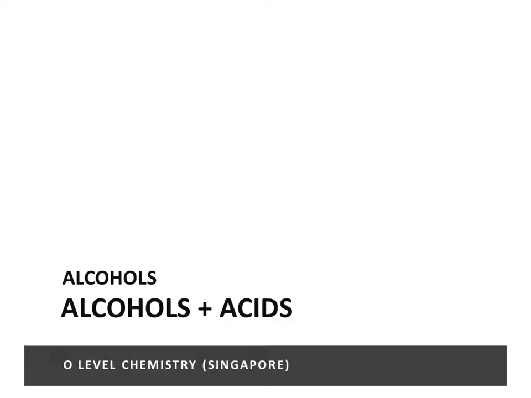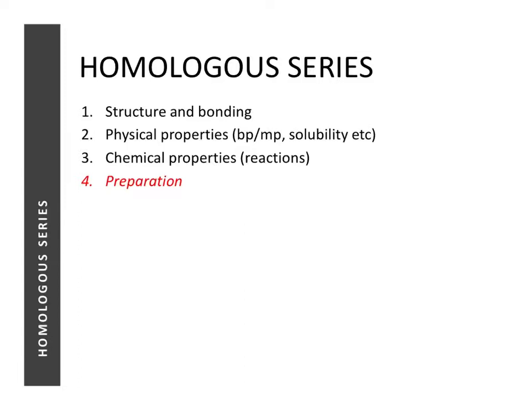In the last two lessons, we have looked at the alkane family and the alkene family. So in this lesson, we're going to look at the next family of compounds, which is alcohols. As always, we are going to look at three things: structure and bonding, the physical properties, and the chemical properties. For alcohols and carboxylic acids, we're going to look at one more section, which is called the preparation. That means how do we prepare alcohols and how do we prepare carboxylic acids.